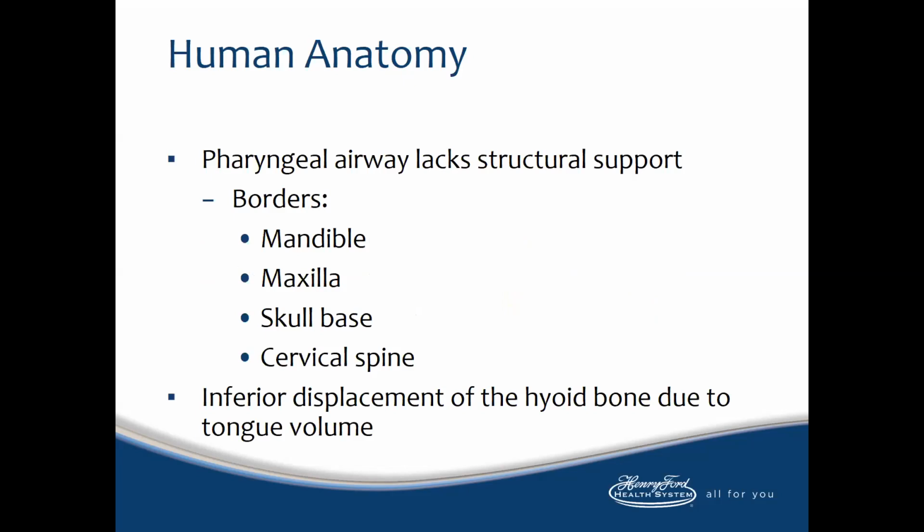So going through our anatomy, in our neck, the pharyngeal airway is very susceptible to collapse. It's bordered by bony structures, but it itself is mostly soft tissue or muscle and doesn't have cartilaginous support. So we're talking about the borders of the mandible, the maxilla, your skull base, and your cervical spine. And then the inferior displacement of the hyoid bone can be worsened by increased tongue volume. So everything has to fit within those structures.